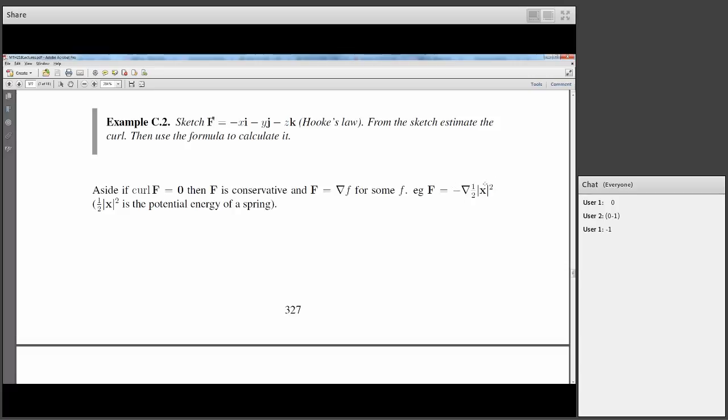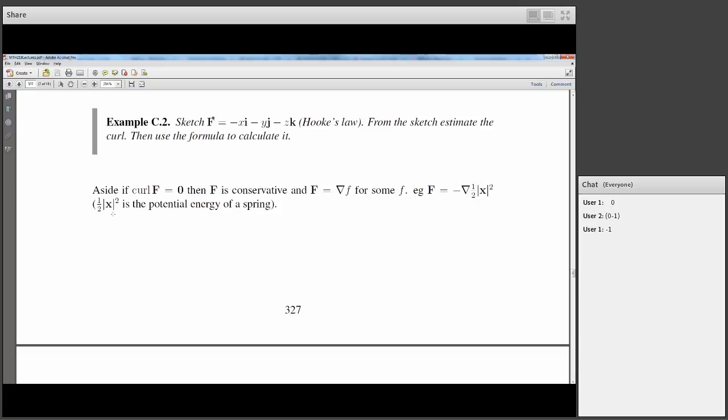And that's the potential function. So if you take the negative of that, you get half the length of x squared. That's called the potential energy that corresponds to the function. So this is the sort of formula that you'd see for the potential energy of a spring.